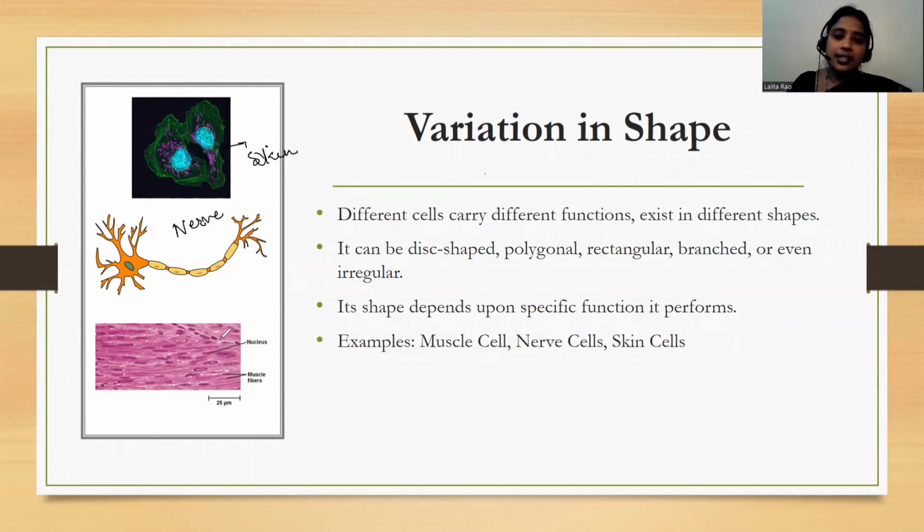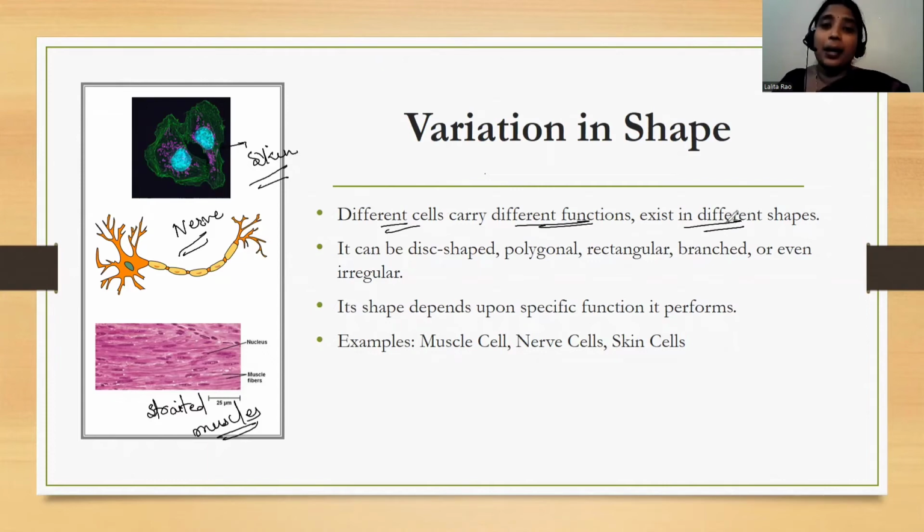So this is a nerve cell, skin cell, muscle cell. This is a muscle cell, striated muscle. So all these are the different types of cells. They are of different shapes depending upon the function they perform and the location where they exist. Different cells carry different functions, and they exist in different shapes depending upon what function they perform.